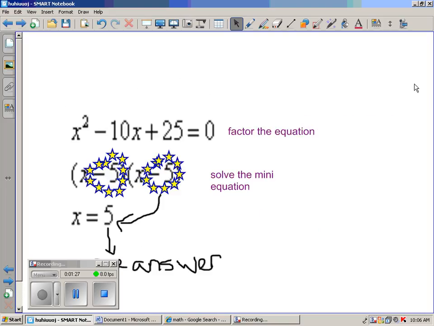The next problem is x squared minus 10x plus 25 is equal to 0. Once you factor that, you get x minus 5 and x minus 5, and the answer is x equals 5.